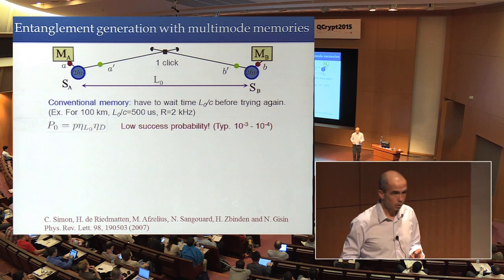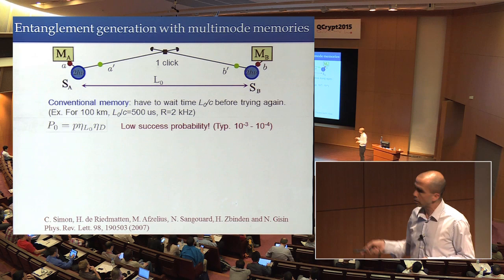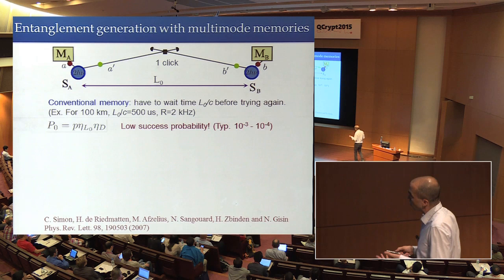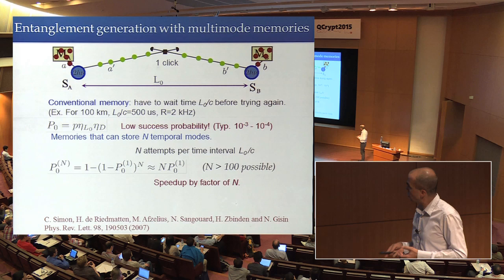And then the success probability, if you use at least probabilistic sources, is typically low, in the range of 10 to the minus 3 and 10 to the minus 4, because also the photon has to travel from here to here. So this is a strong limitation. But now if you have a memory that can store many, many modes here, you can speed this up by a factor of n.